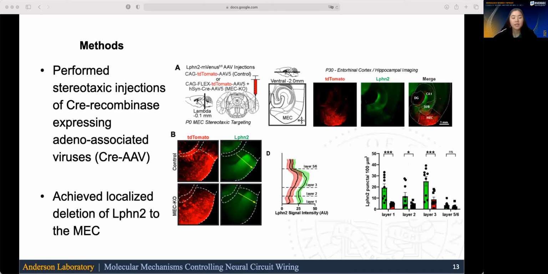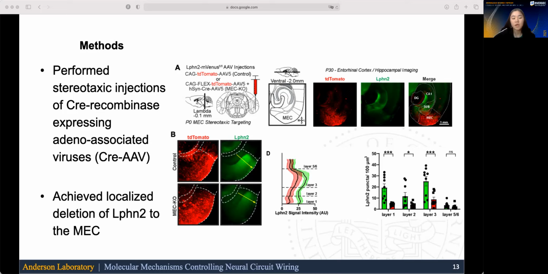Now that we located where latrophilin 2 was expressed, we were able to determine the coordinates needed for targeted deletion. We utilized the genetically engineered latrophilin 2 conditional knockout mouse model. In combination with stereotactic injection of Cre-recombinase expressing adeno-associated virus, we achieved targeted MEC-specific deletion of latrophilin 2.